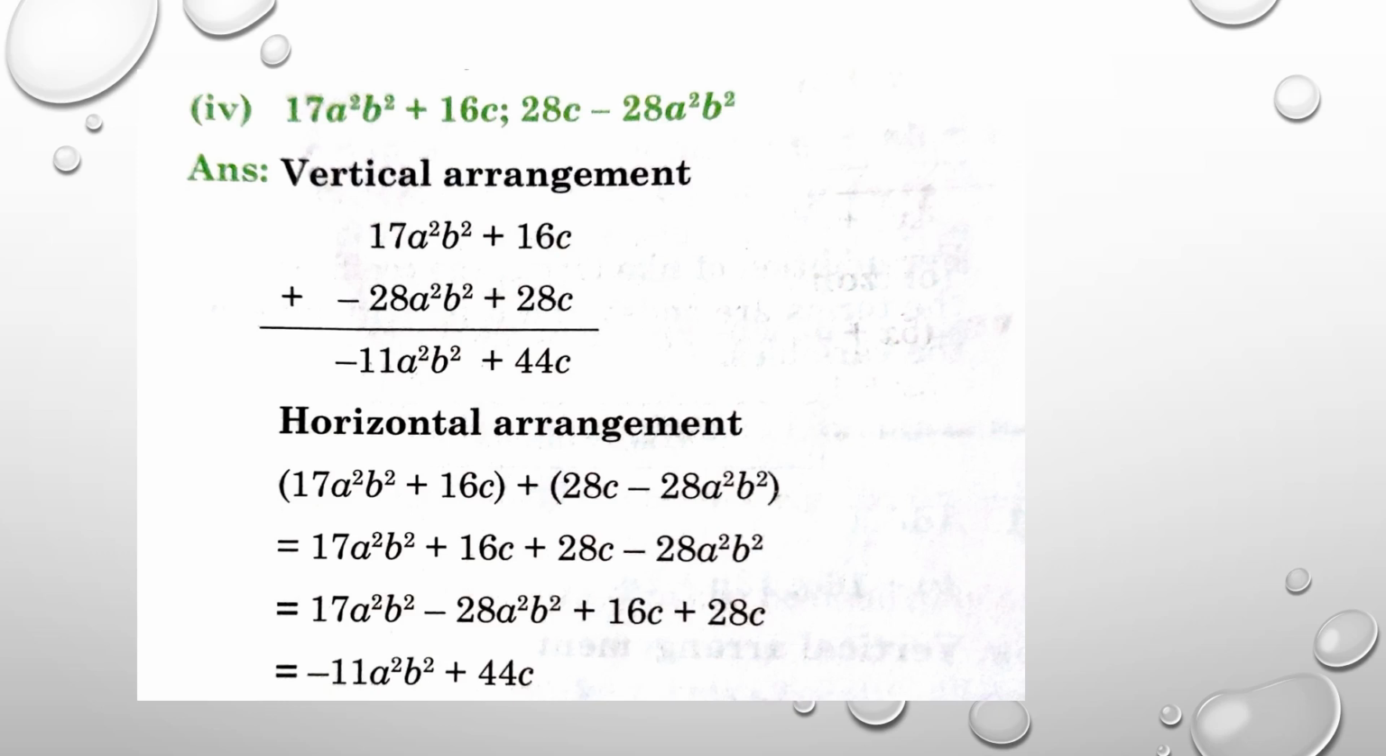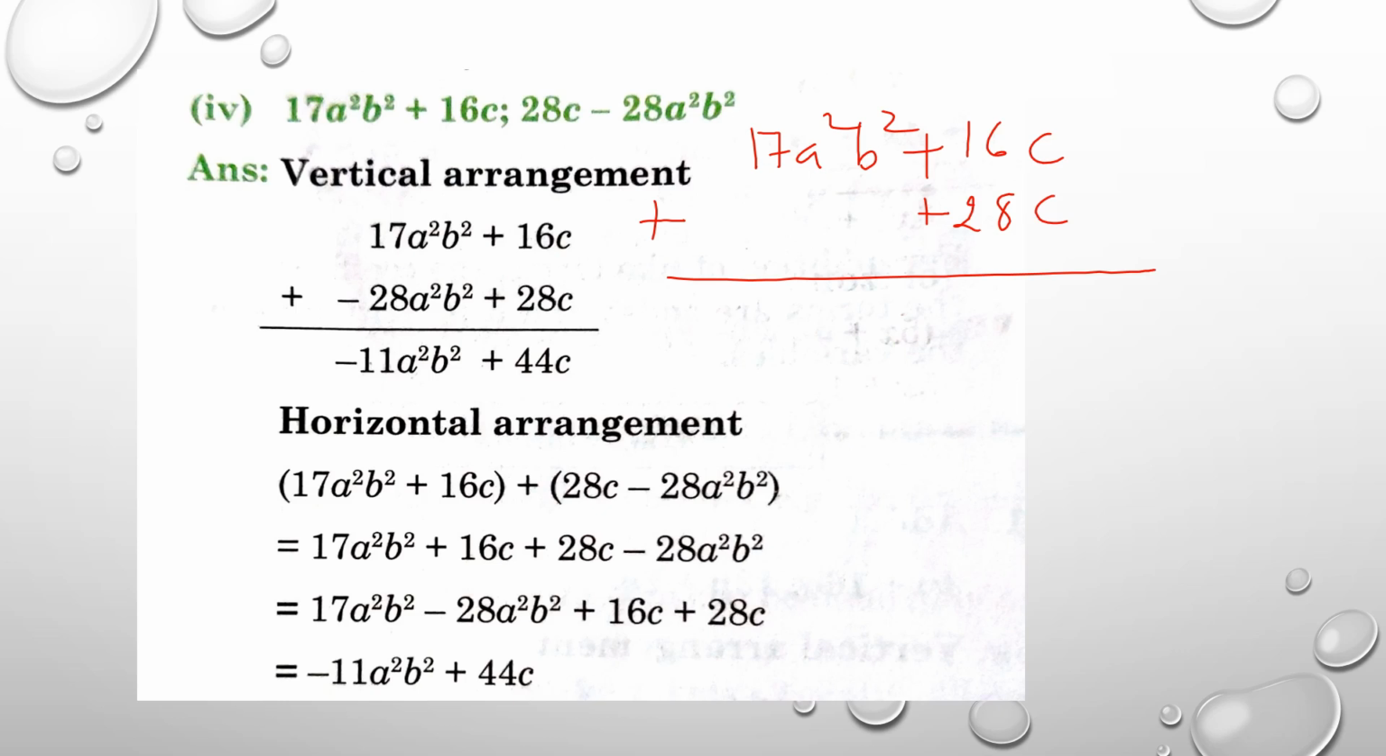Now let us solve the fourth sum. 17a square b square plus 16c plus 28c, where it is written 16c, below that you have to write plus 28c. Then minus 28a square b square, where it is written 17a square b square, there you have to write minus 28a square b square.